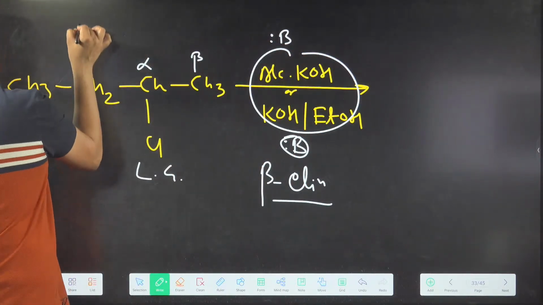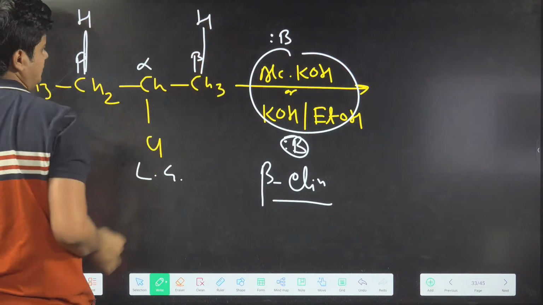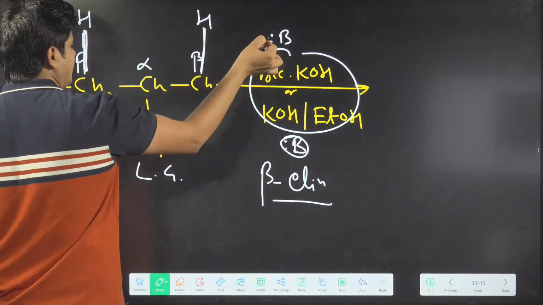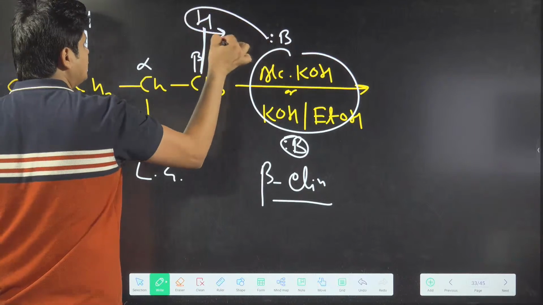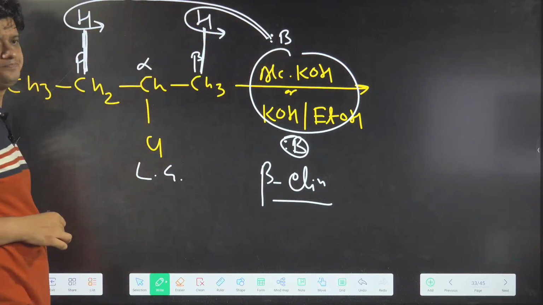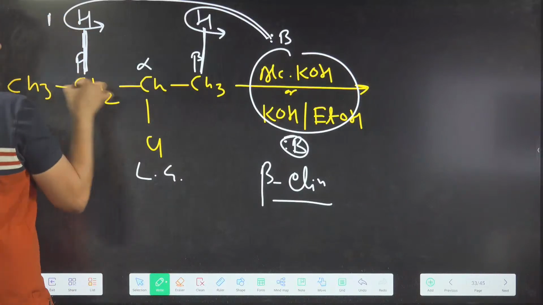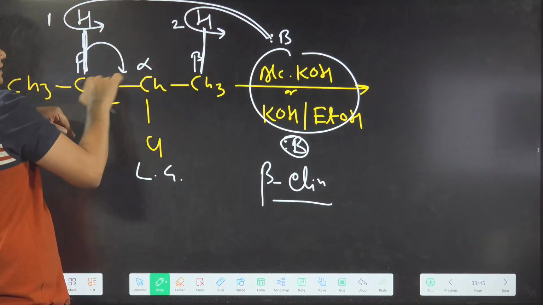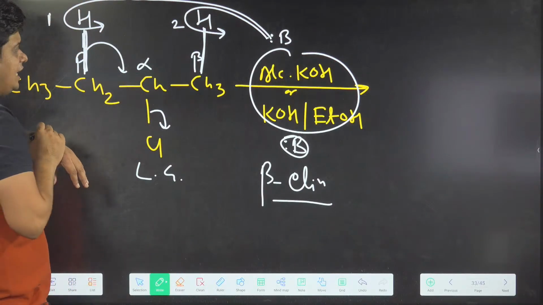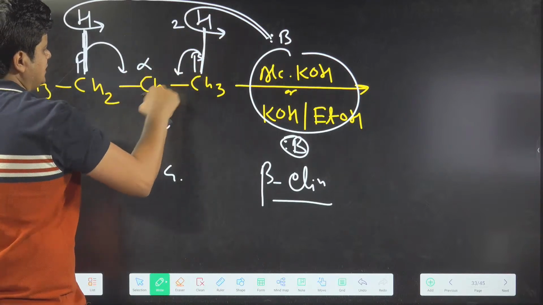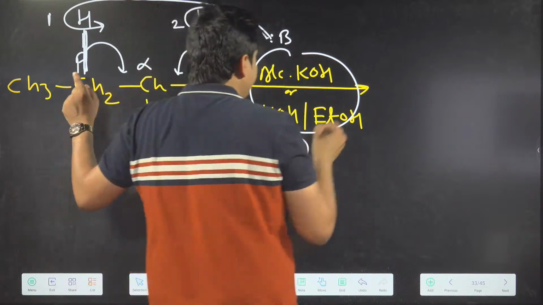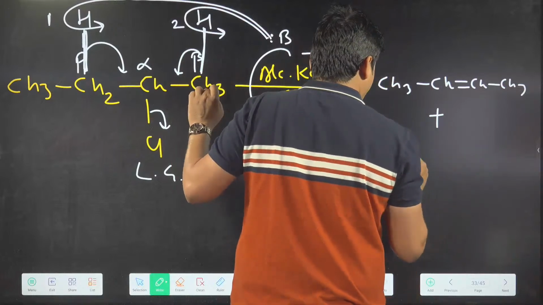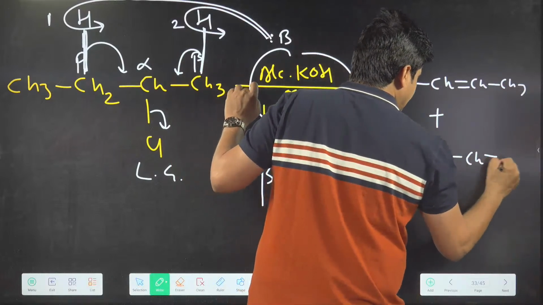So this is one beta hydrogen. This is another type of beta hydrogen. So this alcoholic KOH can remove this beta hydrogen as well as this beta hydrogen. Let's say this is possibility number 1 and this is possibility number 2. If I remove this beta hydrogen, a double bond forms in this region, and Cl is leaving. If I go with this one, a double bond forms in this region, and Cl is going to leave. It means you have two possibilities. One product you can form is CH3CH double bond CHCH3. Another product you can form is CH3CH2CH double bond CH2.